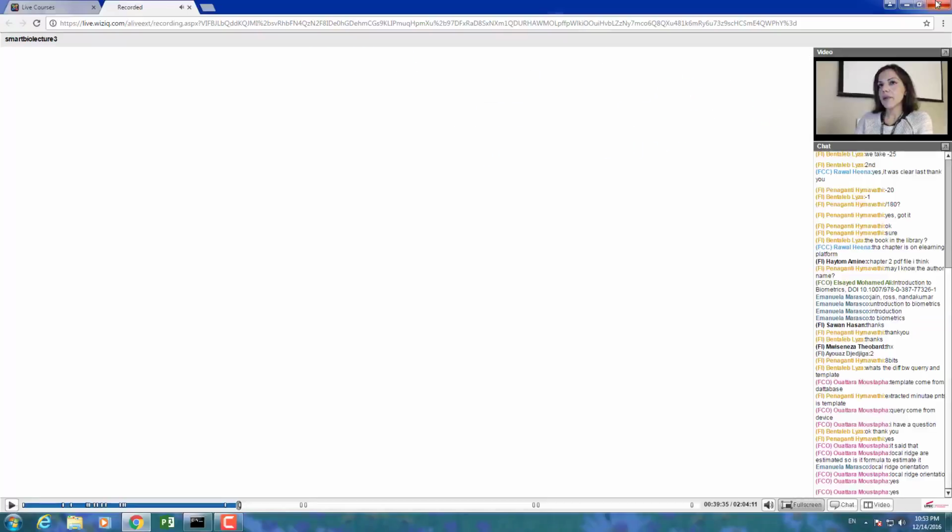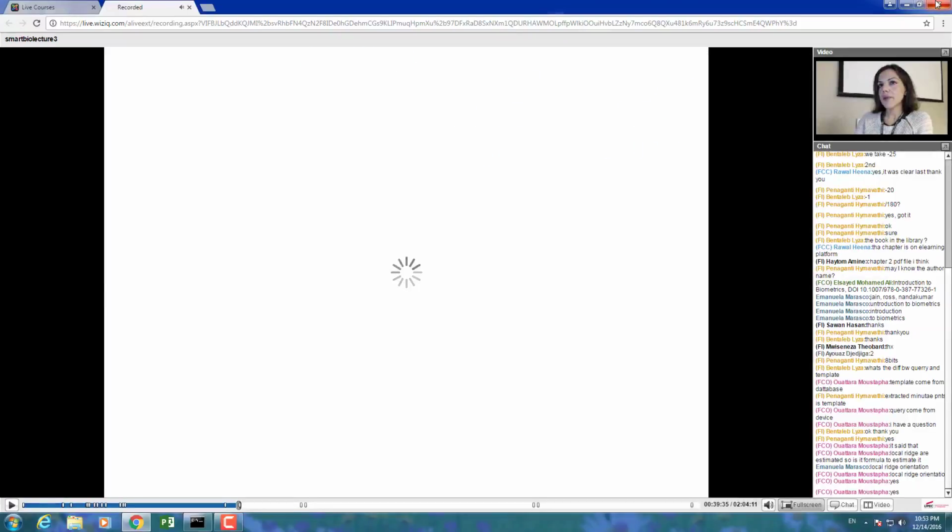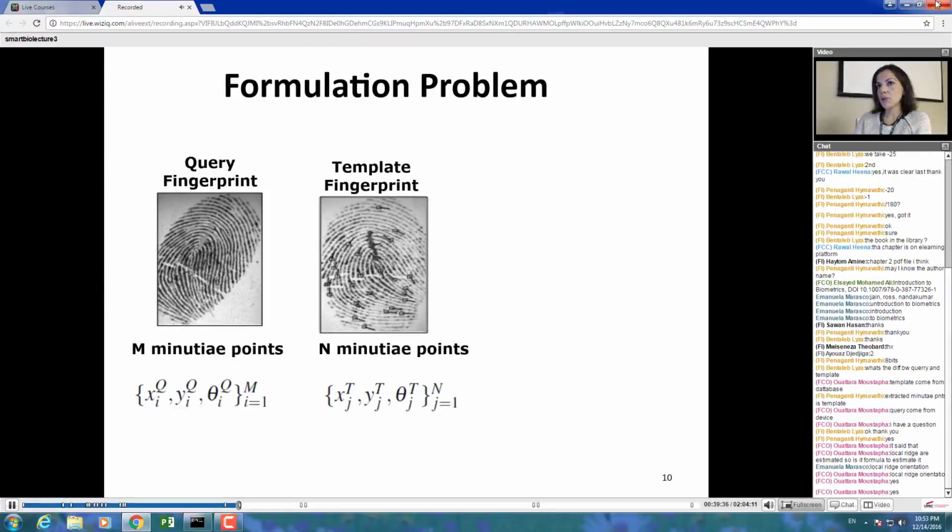But it's very important that you ask questions anytime it's good for you, so you can follow better. Okay, now we know the difference between query and template. We know everything about the representation of the minutiae: the location of the point and the local ridge orientation, and how they are defined.